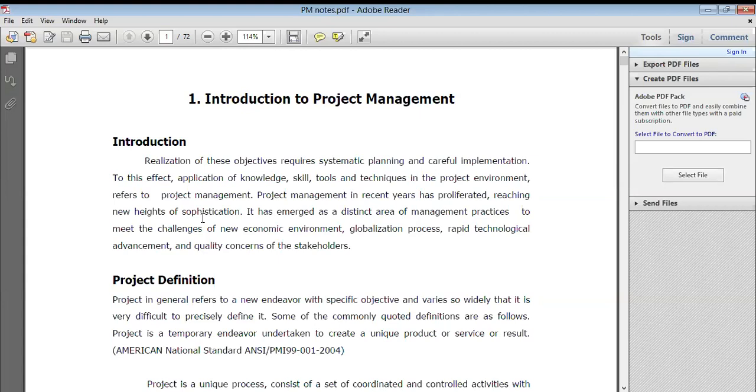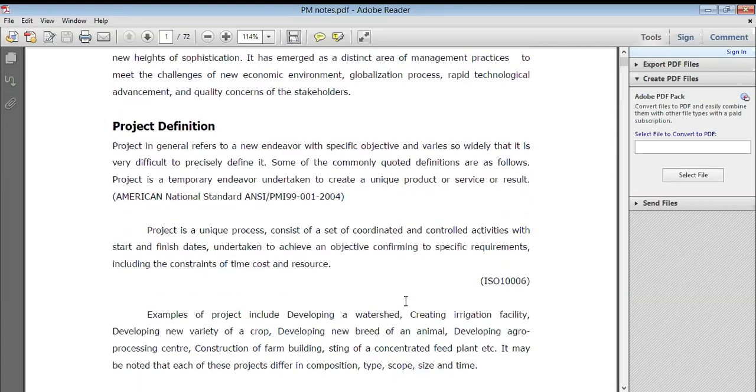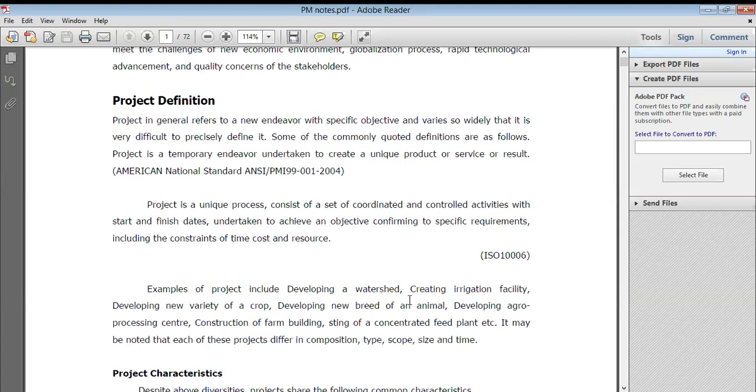So now the challenges: the development, globalization process, rapid technological advancement, and quality concerns of the stakeholders. A lot of things are required when we start a project, when we join any project. So what is the actual definition of project management? Project generally refers to a new endeavor with specific objectives and varies so widely that it is very difficult to precisely define it. Yes, in short, it's very difficult to define because a lot of things are required to complete the project.